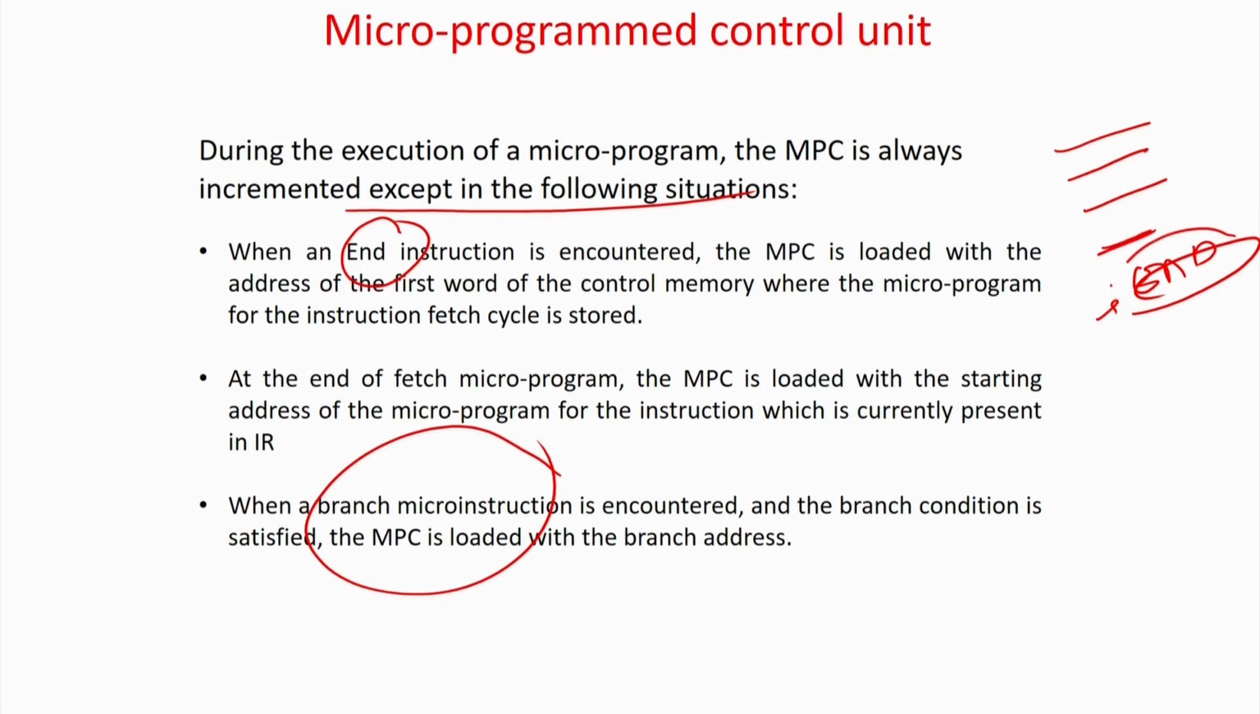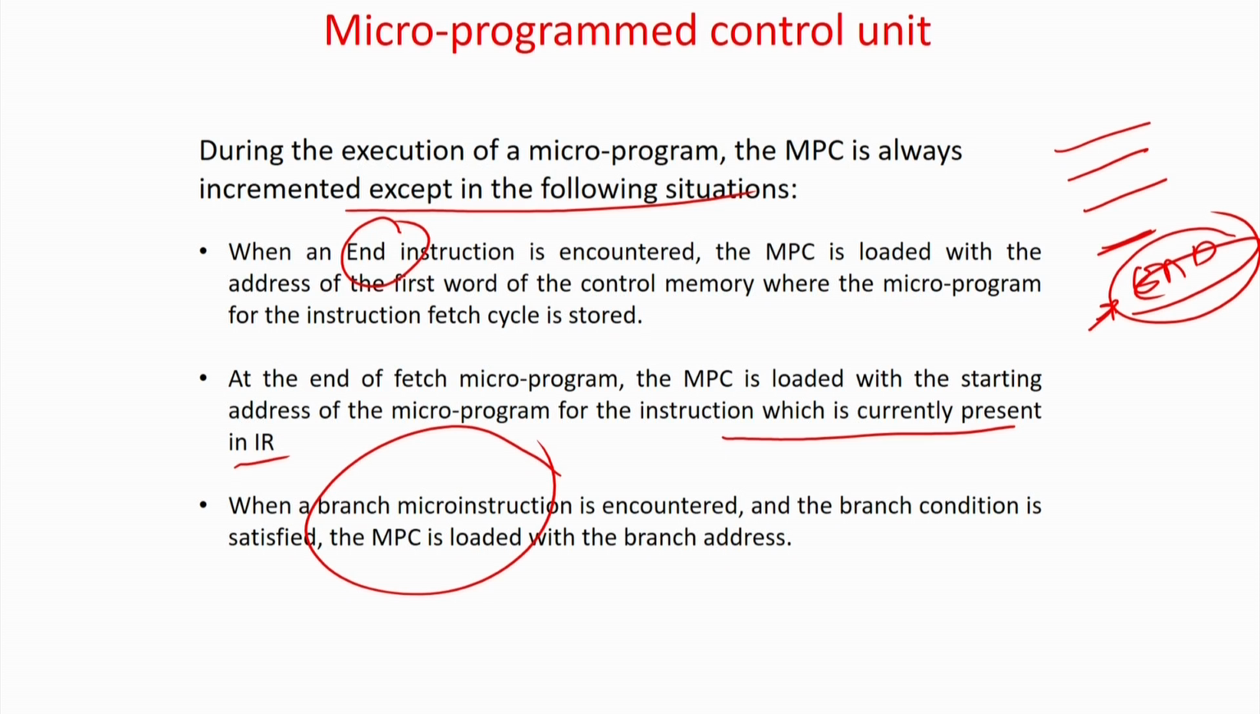So whenever it reaches the end of one micro instruction program, MPC will again not be incremented. It will be waiting for the corresponding opcode, that is, the instruction register will tell where it has to point, corresponding to the particular instruction. So at that time it is not incremented, it waits. Basically when there is a jump instruction, of course the condition will tell you where you have to jump. So at the end of the microprogram, the MPC is loaded with the starting address of the microprogram for the instruction which is presently in the IR.